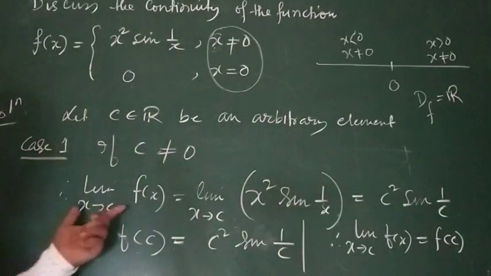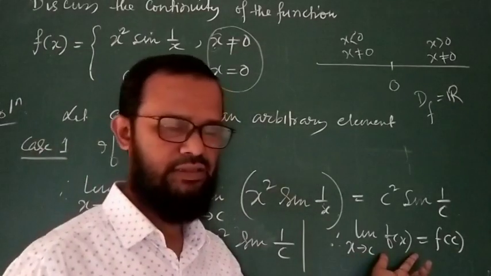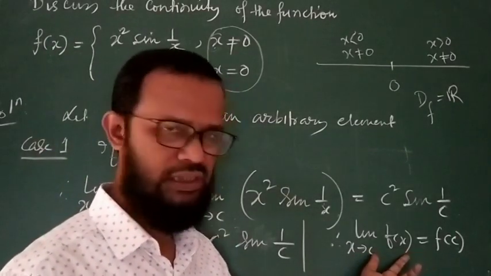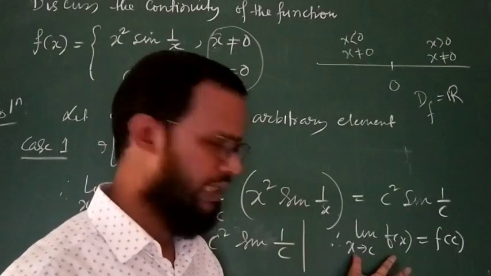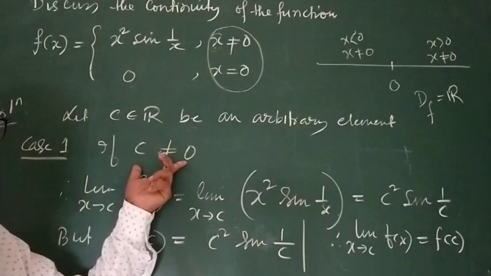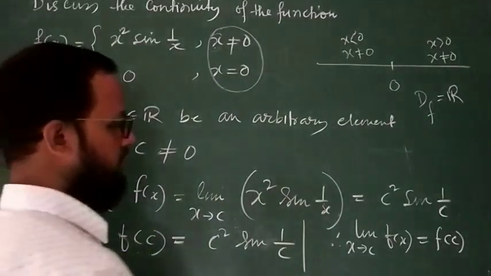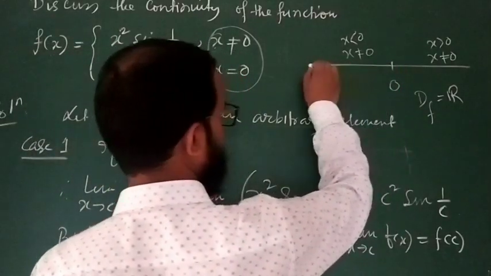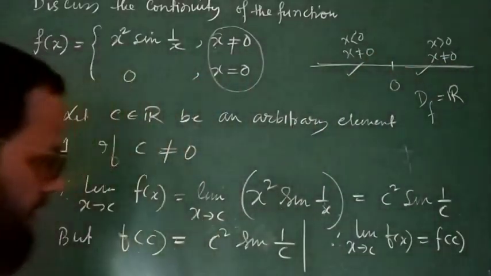Limiting value and functional value are same, which expresses that the function is continuous at x equal to c. What is c? c is a non-zero real number. That means at all non-zero real numbers, less than 0 and greater than 0, this part and that part, the function is continuous.